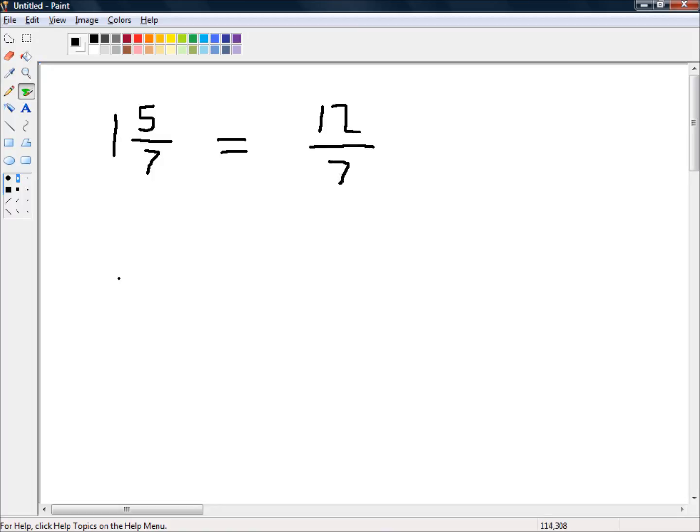Again, let's try that again with another one. Let's try 2 3/4. So that's equal to 2 times 4. We're multiplying there, and then we're adding the 3. So that's 2 times 4 is 8. 8 plus 3 is 11. So that's 11/4.